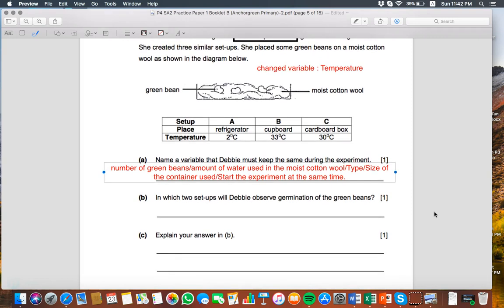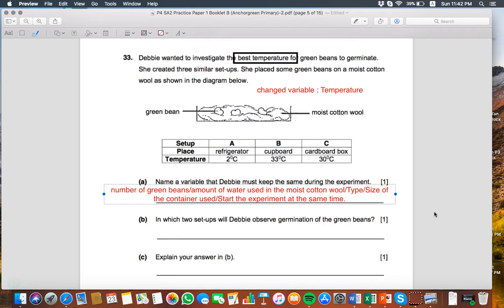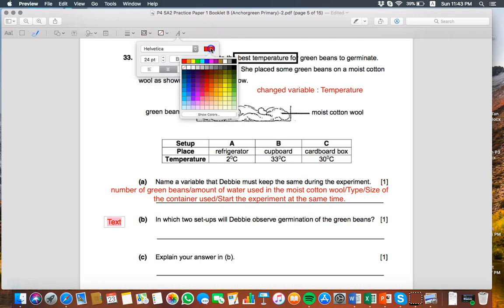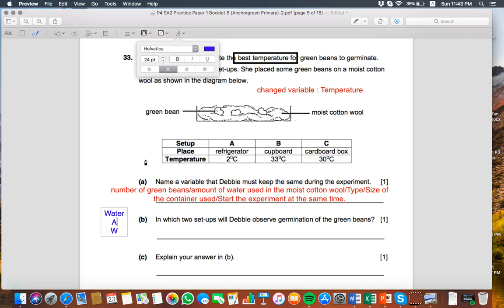Alright, let's move on. In which 2 setups will Debbie observe germination of green beans? Okay, in which 2 setups? Okay, what is needed in the germination of green beans? Can you remember? WAW. Remember what is WAW? Okay, let me change the font so it's easier for you to see. Okay, W, A, W. W for water. A for air. The other W for warmth.